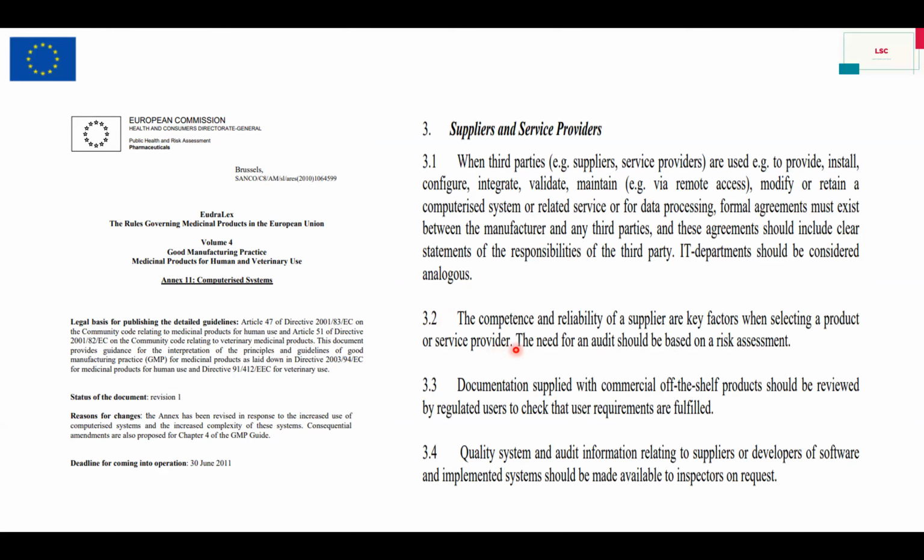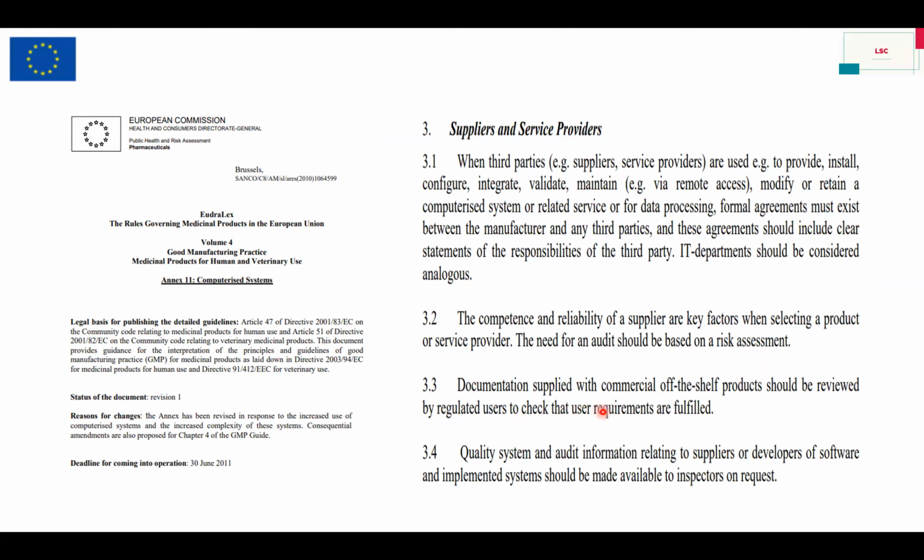Second one, the competence and reliability of the supplier are key factors. When selecting a product or service provider, the need for an audit should be based upon the risk assessment that we already understand in our initial risk assessment. What is the need? To what extent do we have to select our supplier? What is our confidence level? We have already made one video on vendor audit and vendor selection. You can see that, and I have attached the link in the description below.